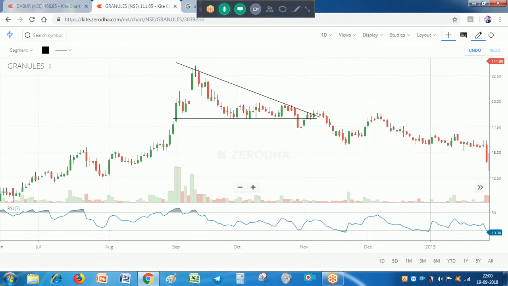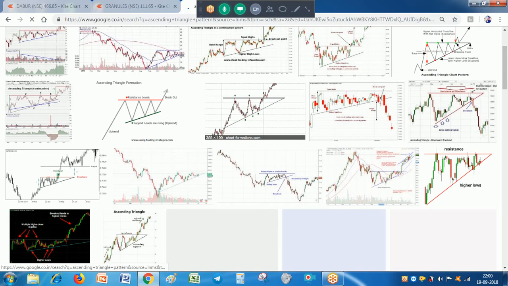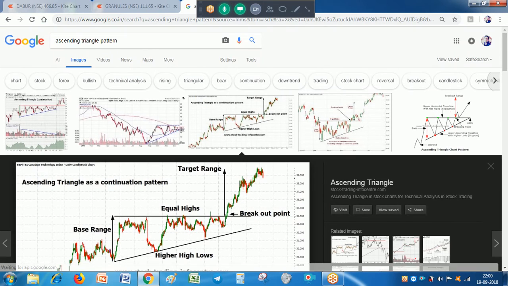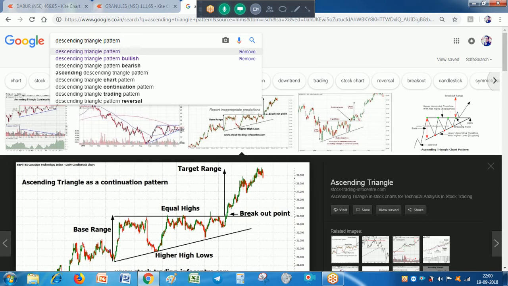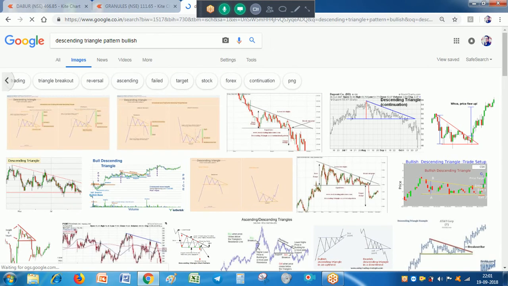So friend, this is our descending triangle. Let me just Google search it. I told you about the ascending triangle, and opposite to the ascending triangle there is the descending triangle. The descending triangle can be both bullish and bearish, meaning it can be formed in an uptrend or in a downtrend also. Stocks may fall or they can rise.